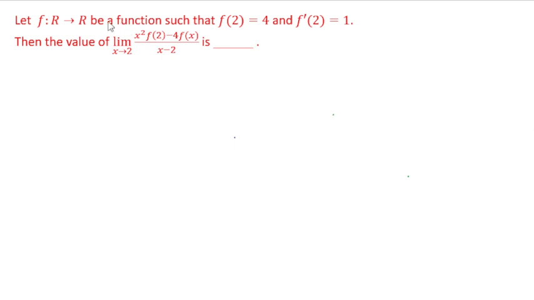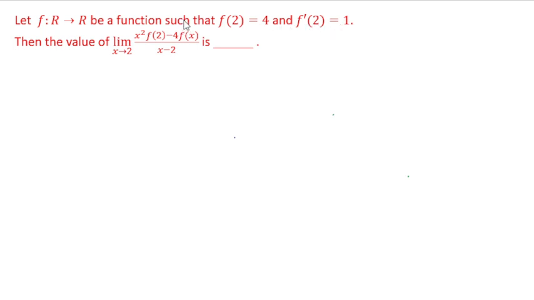Hi students, in this video we are going to solve a problem from the chapter limits and derivatives. So the question is, let f from R to R be a function such that f of 2 equals 4 and f dash of 2 equals 1.